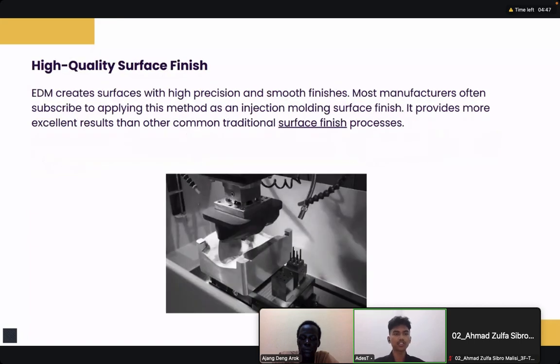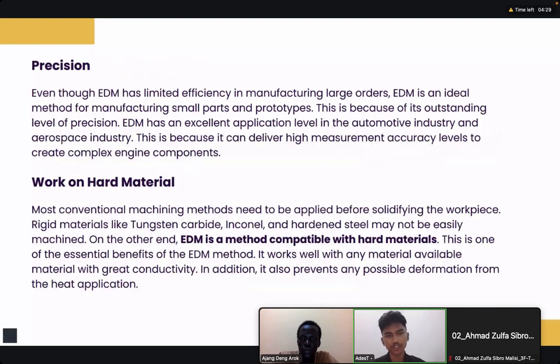High quality surface finish. EDM creates surfaces with high precision and a smooth finish. Most manufacturers often apply this method for injection molding surface finish. It provides better results than other common traditional surface finishing processes. Precision. Even though EDM has limited efficiency in manufacturing large orders, it is an ideal method for manufacturing small parts and prototypes because of its outstanding precision. EDM also has excellent application in the automotive and aerospace industries, because it can deliver high measurement accuracy to create complex engine components.